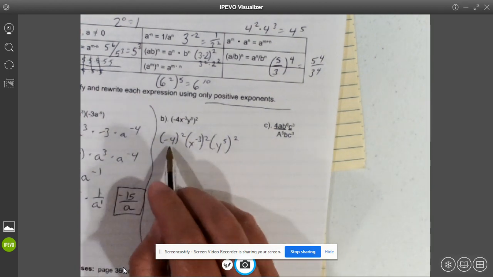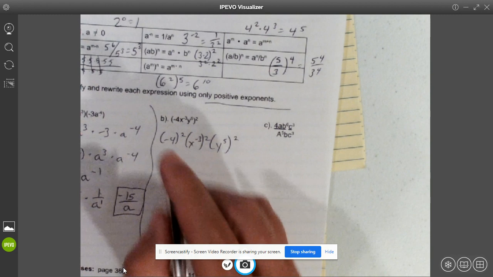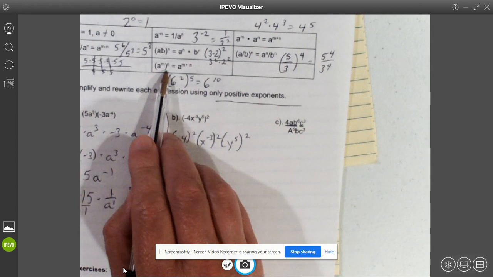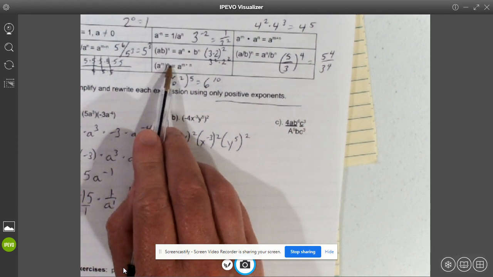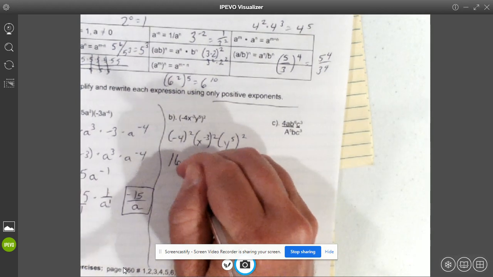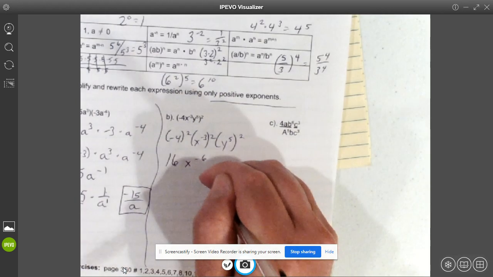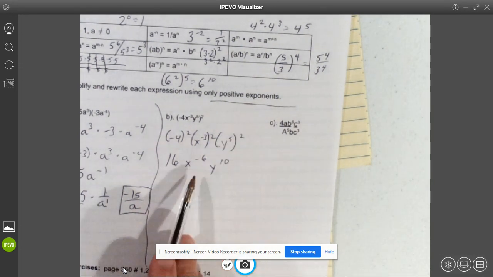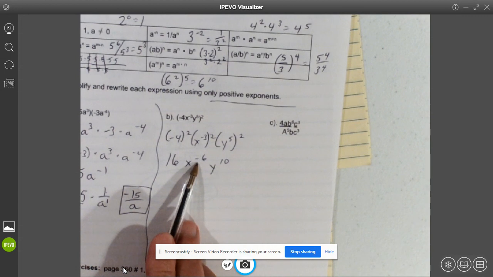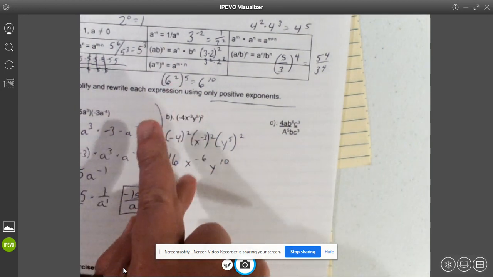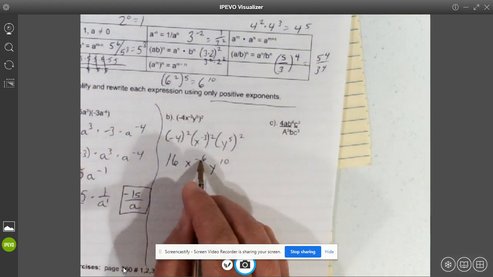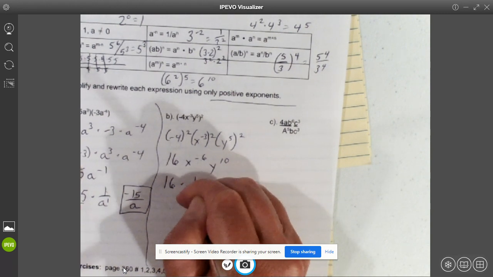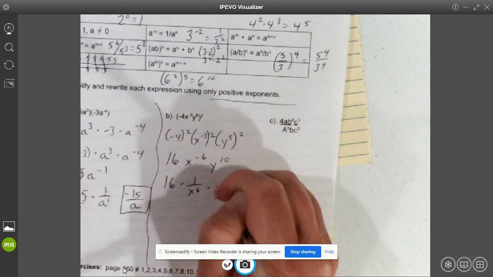And now let's do what I can do. So negative 4 squared, that's negative 4 times negative 4, that's positive 16. Here, this is that property right there. If I've got a power raised to another power, I can multiply those exponents. So this is x to the negative 6th, and this is y to the 10th. Okay, there's a decent answer, but again, it wants only positive exponents. All right, well, what can I do with that negative exponent? Just like we did before, I can reciprocate that and write it with a positive exponent. Now again, this negative 6 has nothing to do with that 16. So this becomes 16 times 1 over x to the 6th times y to the 10th.